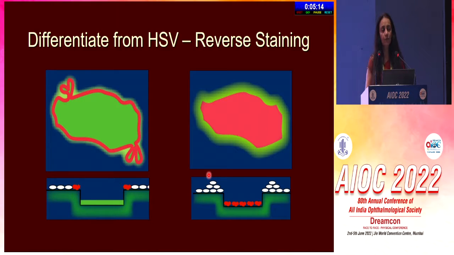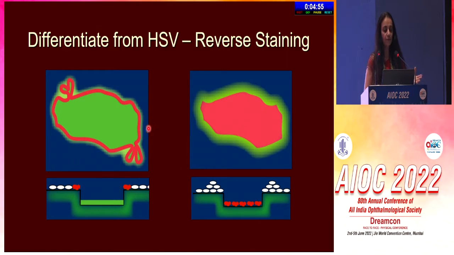Often it's very hard to distinguish, especially with somebody who's got a history of HSV. How do you tell HSV from a neurotrophic component? Because the treatment will be very different. If it's a neurotrophic ulcer after HSV, you probably want to put them on some steroids and not use topical antivirals because those are toxic.